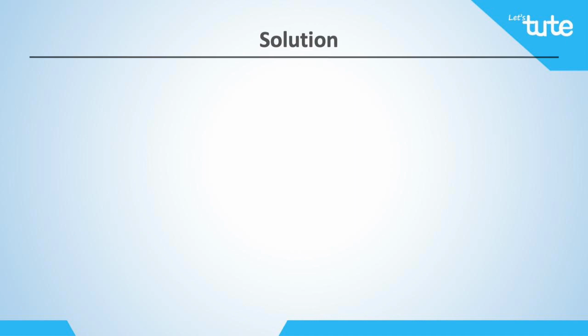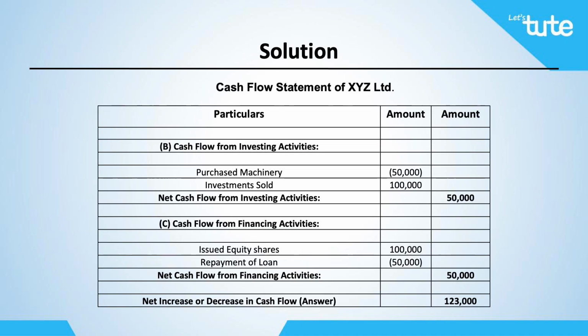Now we need to post the entries of other transactions that come under cash flow from investing and financing activities. As we can see in the solution, the cash outflow transaction of purchasing machinery worth 50,000 will be recorded with a negative sign, and the cash inflow transaction of selling investments worth 100,000 will be recorded with a positive sign under the heading of cash flow from investing activities. After this, we will get the figure of cash flow from investing activities, which is 50,000. Let's refer to this classification as Activity B.